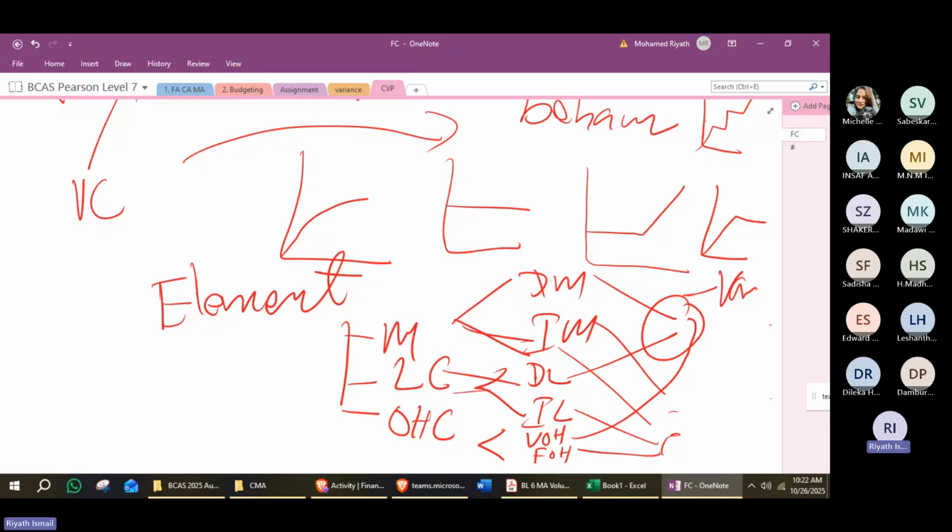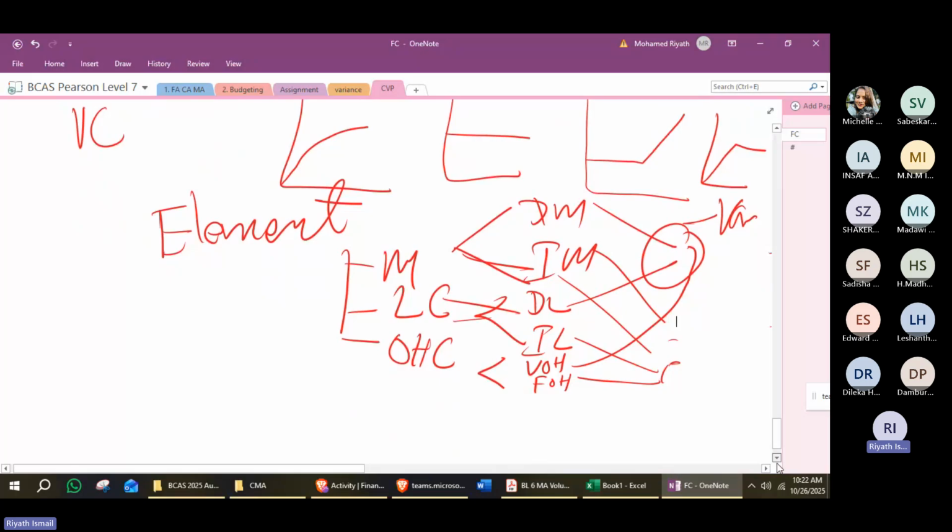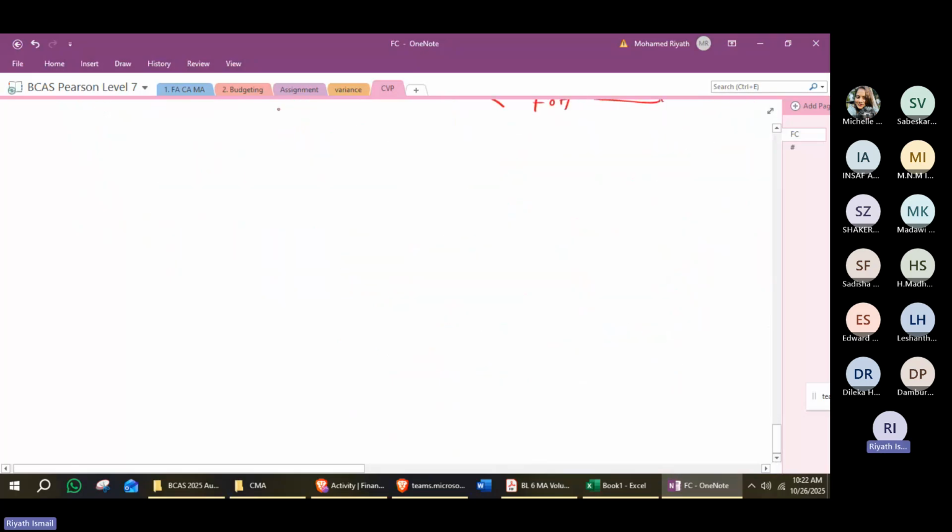We classify this kind of thing in the short-term decision, but when you find the gross profit and the net profit, you classify the cost based on the function.